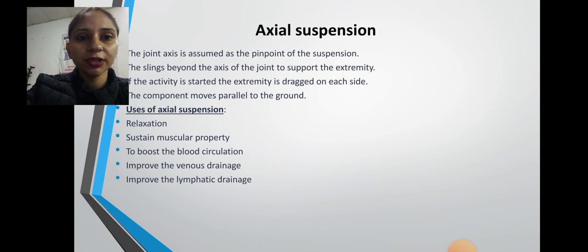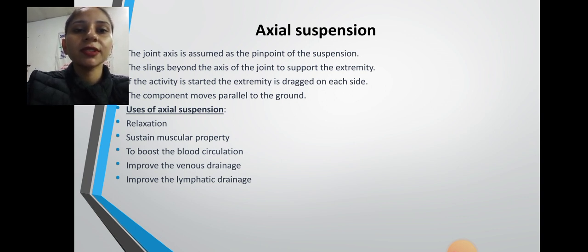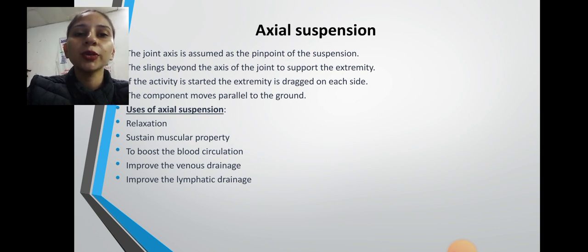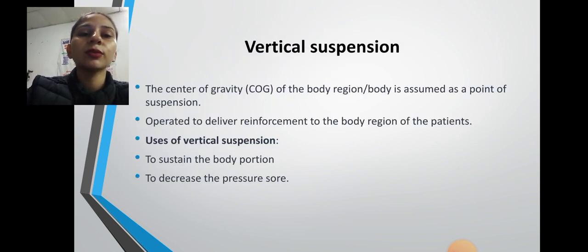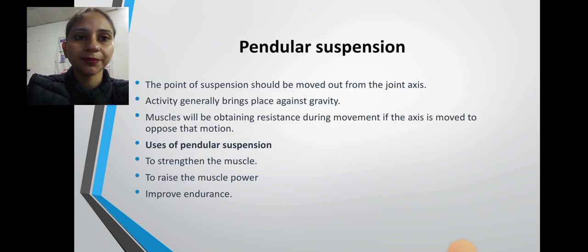Then the uses of axial suspension therapy. First is for relaxation, then to sustain muscular property, to boost the blood circulation, to improve the venous drainage, and to improve the lymphatic drainage. Then what is vertical suspension? The center of gravity of the body is assumed as the point of suspension, operated to deliver reinforcement to the body region of the patients. Uses of vertical suspension are to sustain the body portion and to decrease pressure sores.